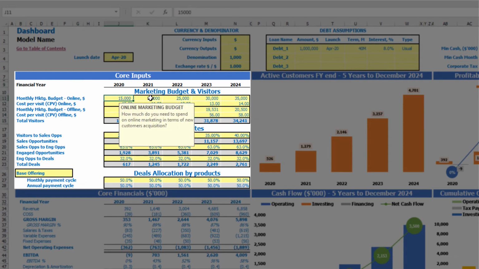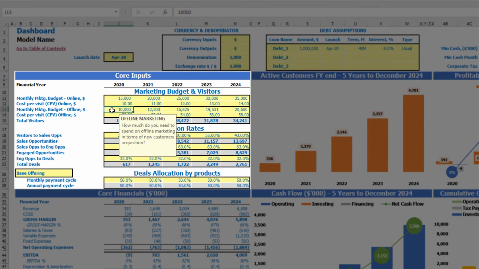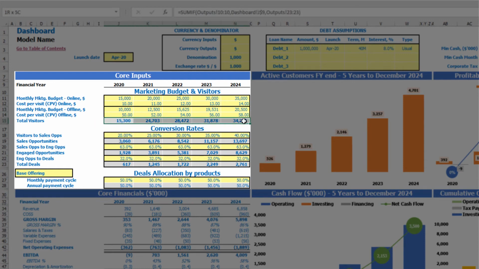You have notes for each yellow cell, which will help you to input and understand what you are going to input in the cell. As a result, you have total visitors by years. So the next step is to input your conversion rates or funnel metrics, which will convert from visitor to new customer. So the first KPI is visitors to sales opportunities.